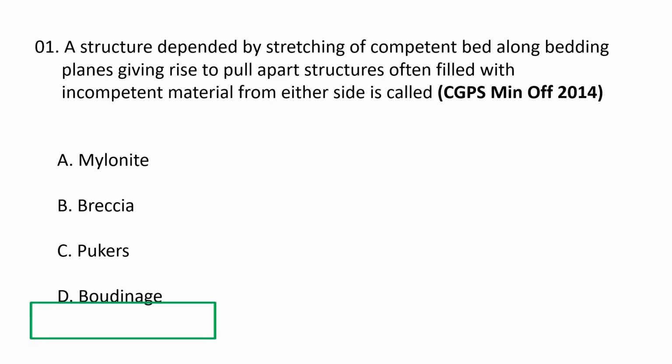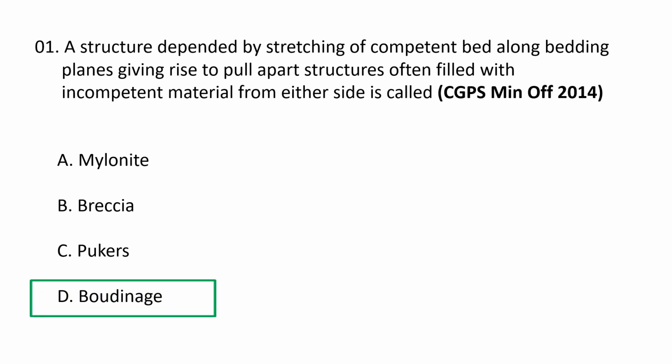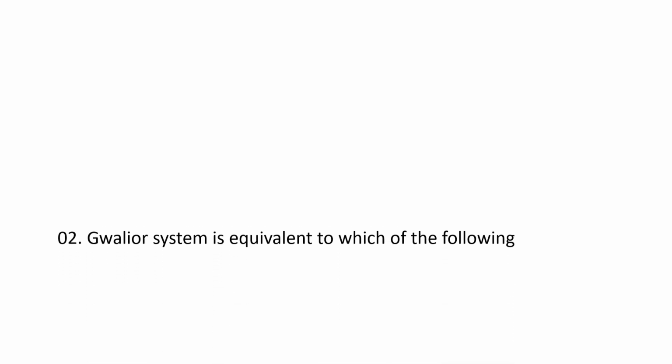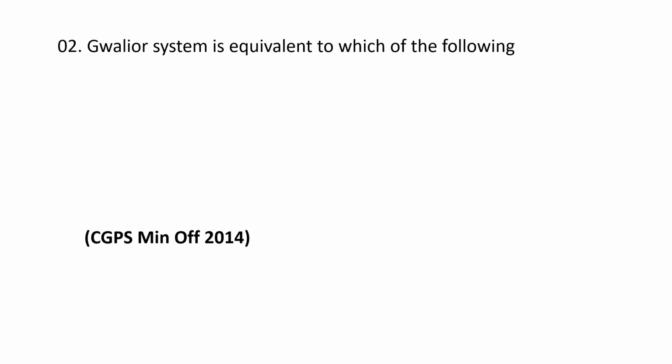Boudinage is a geological term for the deformation of a rigid layer of rock into sausage shaped structures, and it is a common structure in folded rocks, and this can occur in a variety of rock types. So the correct option is D, Boudinage. Next question. Gwalior system is equivalent to which of the following?